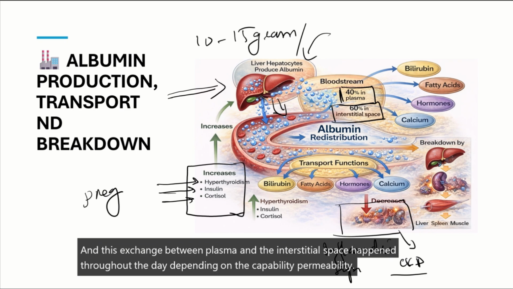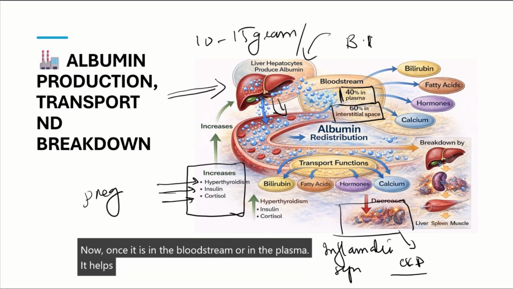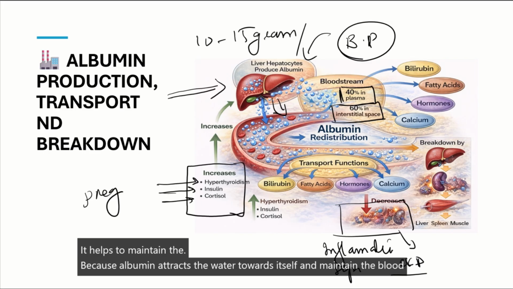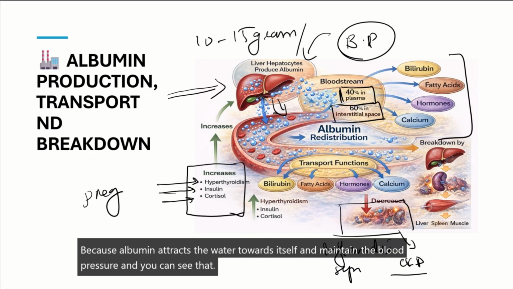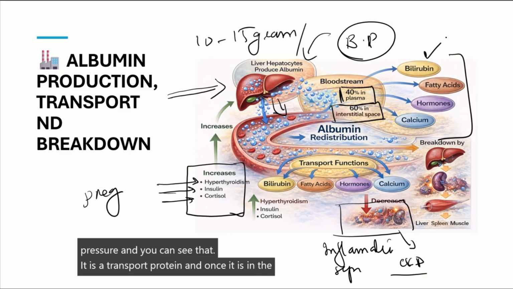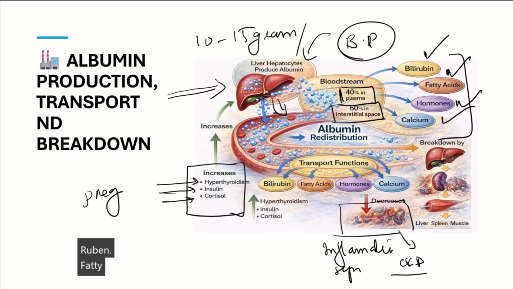Now, once it is in the bloodstream or in the plasma, it helps to maintain the blood pressure because albumin attracts the water towards itself. And you can see that it is a transport protein. And once it is in the plasma, it helps to transport bilirubin, fatty acids, hormones, and calcium. And it also helps to maintain the blood pressure of the body.